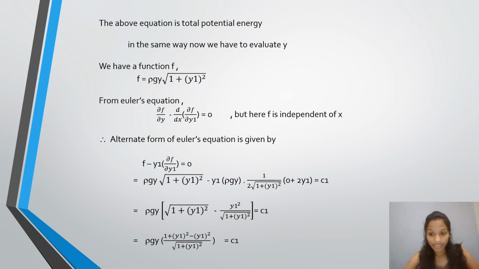Everyone may get confused about how y dash square came in the numerator. Don't get confused. Here we have taken only rho g y as common, so the remaining y dash is there in the subtraction term. So y dash into y dash is y dash square, equals c1. Then we have to take the LCM in that bracket. If we multiply root of 1 plus y dash square into root of 1 plus y dash square, it becomes 1 plus y dash square minus y dash square, divided by root of 1 plus y dash square, equals c1.